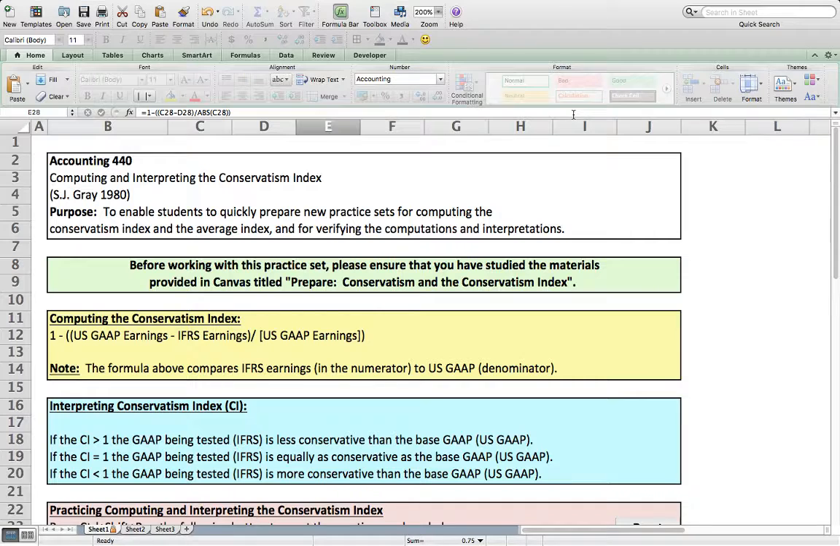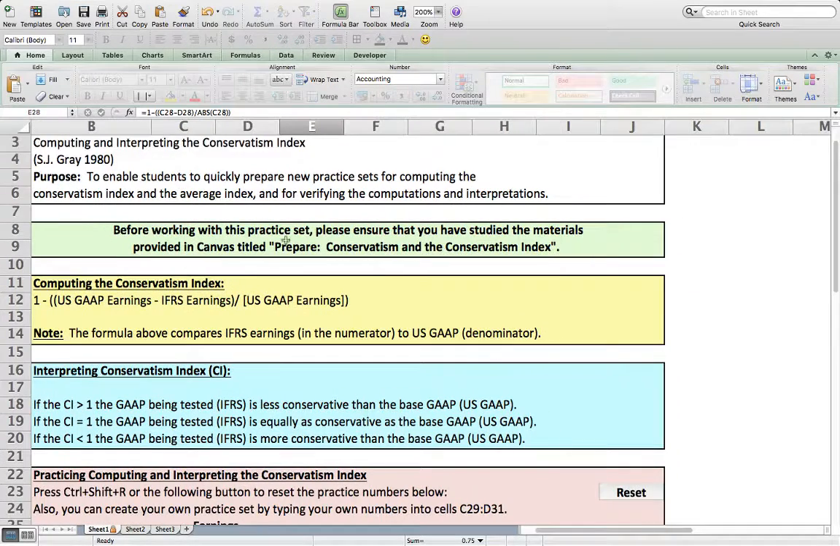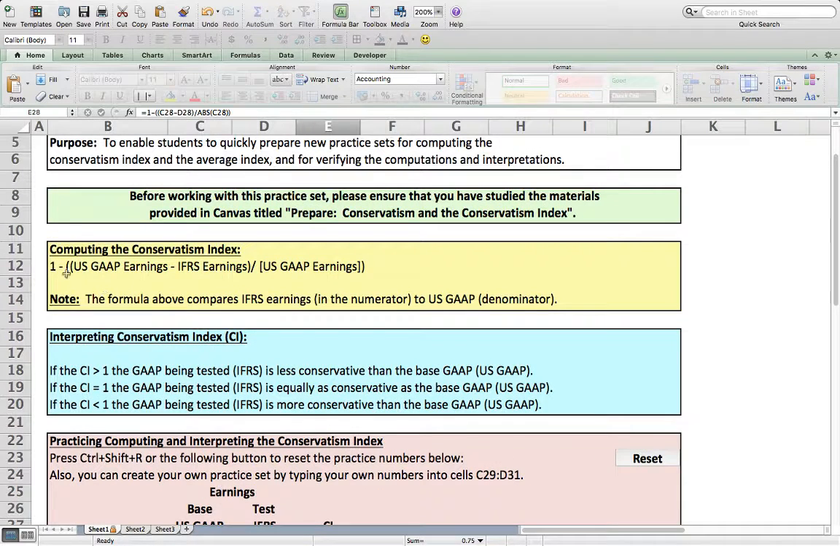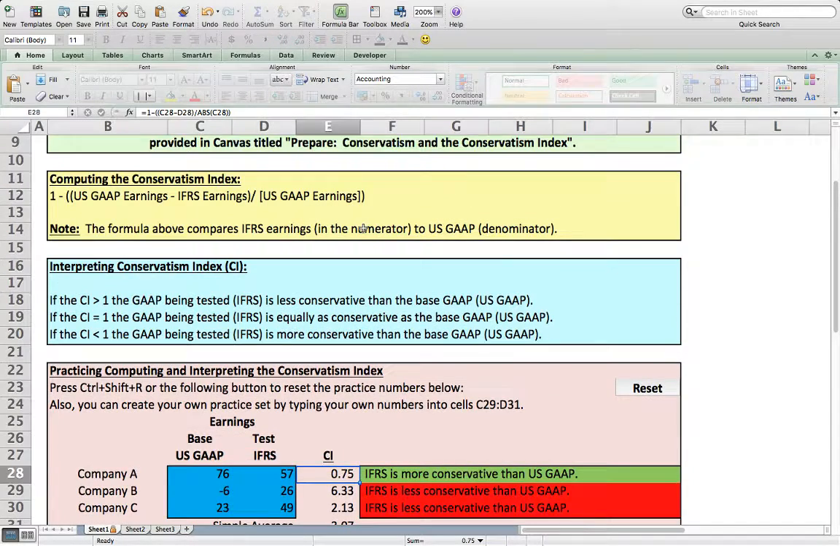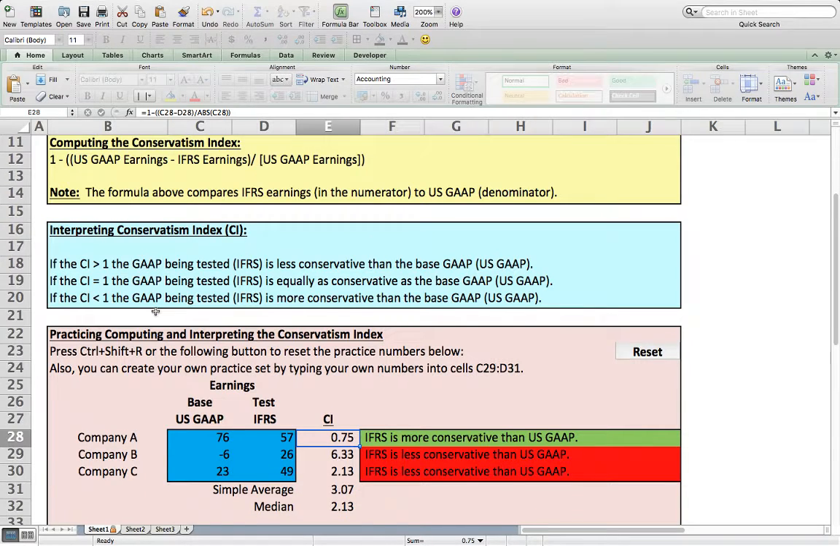From Canvas, you can see the whole explanation of the background of the index and how to compute it. It's just reiterated over here, right? So 1 minus US GAAP earnings minus IFRS earnings divided by the absolute value of US GAAP earnings. We are comparing IFRS to GAAP, because GAAP is in the denominator, and looking at which one is more conservative, less conservative, or equally conservative.